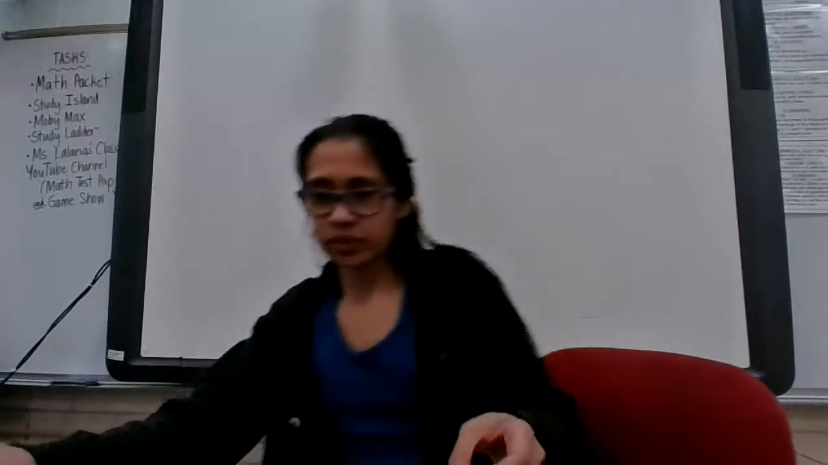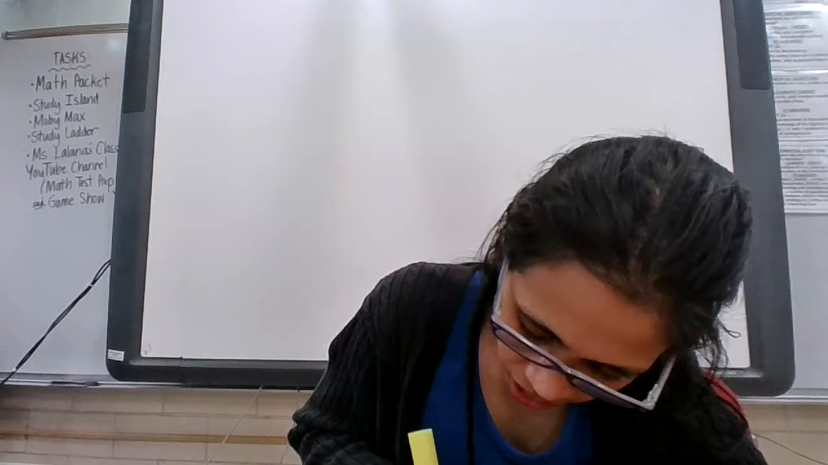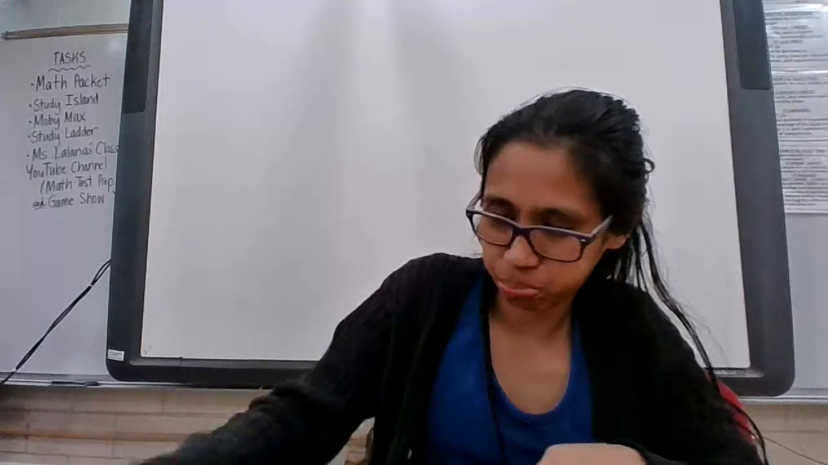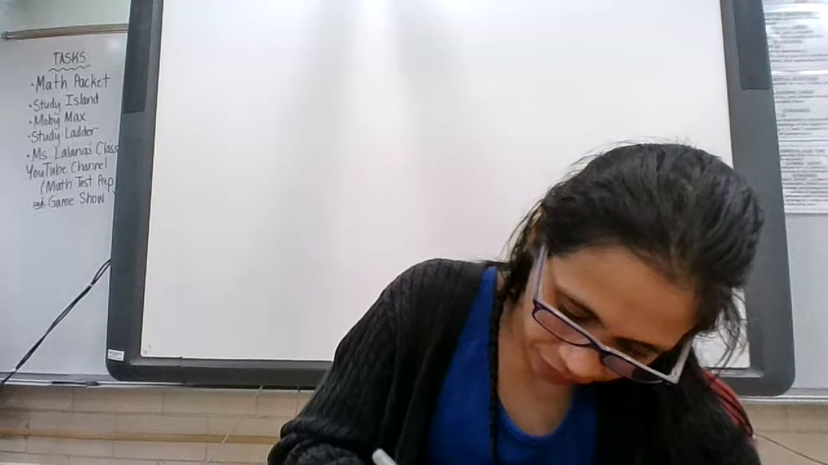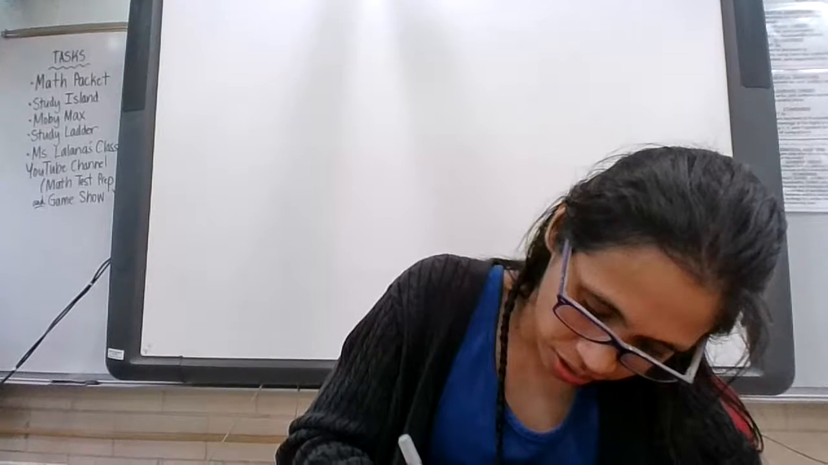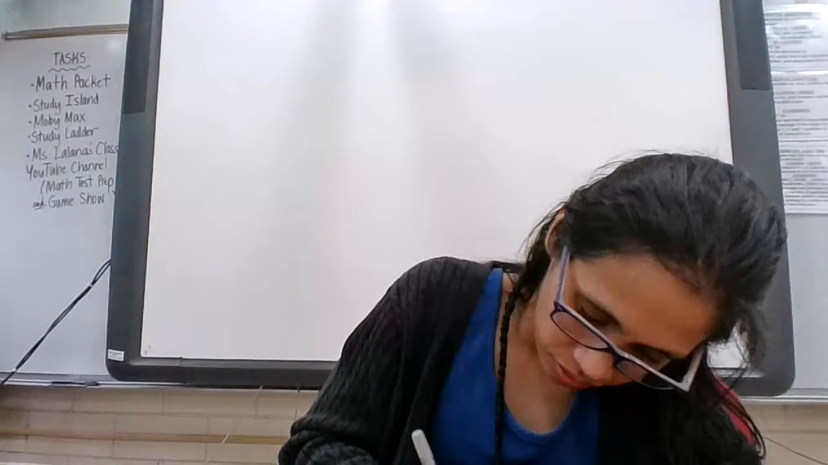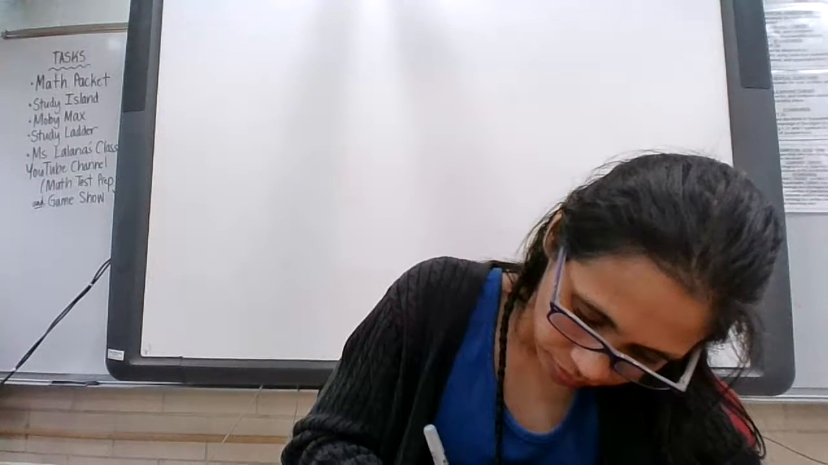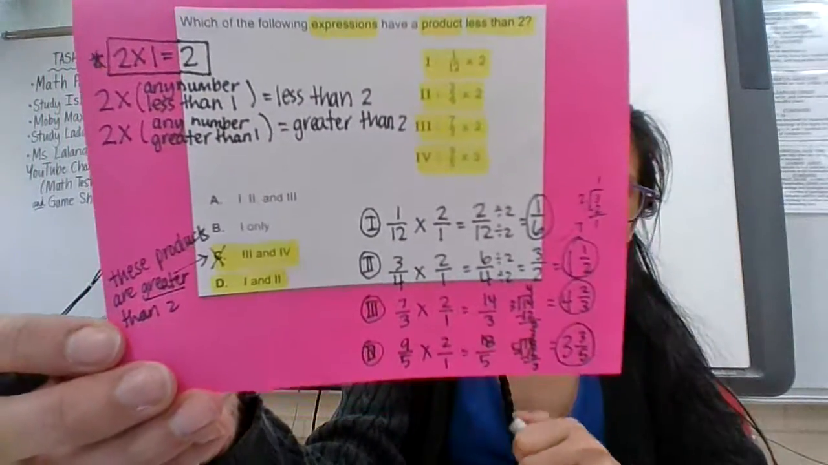All right, I gotta cross this out. So it's 1 and 2. I messed up on that one. Okay. I'm going to cross that out. I'm going to draw an arrow for myself. And I'm going to write these products are greater than 2. Okay, so I made a little note for myself. So these products are greater than 2, so that was wrong.